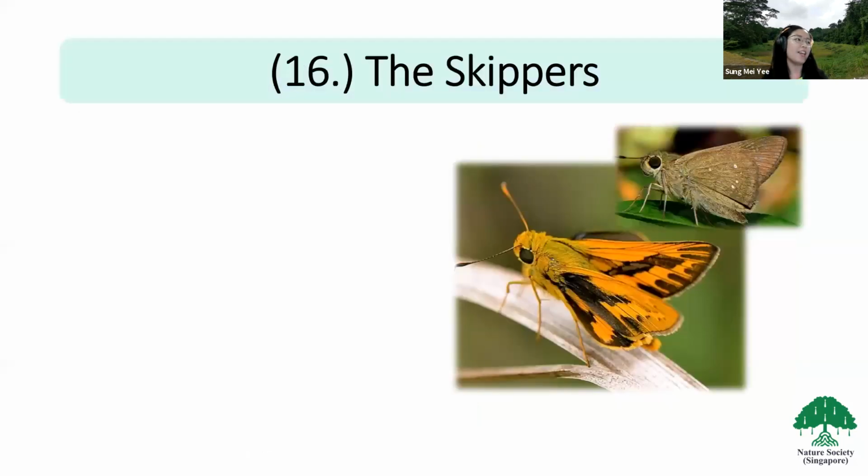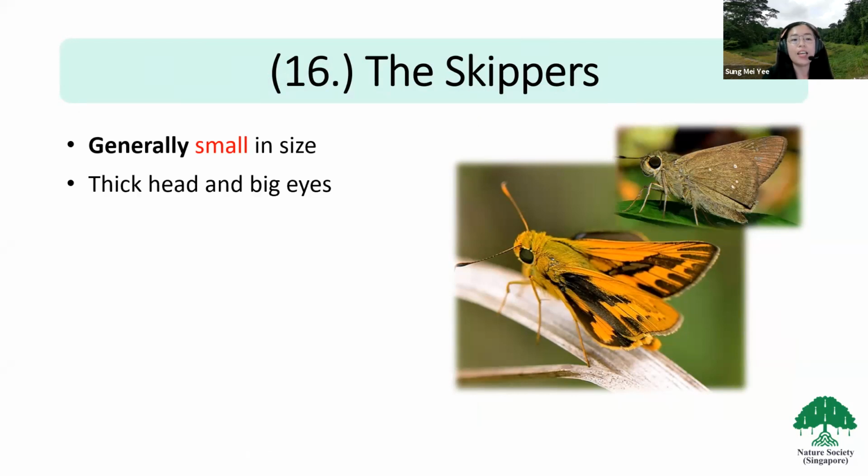All right. And then finally, our last family of butterflies for today is the skippers. People look at skippers and say, oh, it's a moth. No, it's actually not a moth. It's still a butterfly, they just look different from other families of butterflies. Skippers are generally small in size, and they have this characteristic that makes them different from other butterflies: their body is so small that their head looks very big and their eyes look very big.